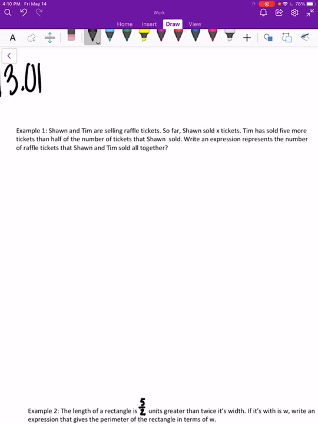Okay, so a couple things we need to know. One is Sean sold X tickets. So we don't know how many tickets Sean sold, but we do know it's X. So I'm going to say Sean X.